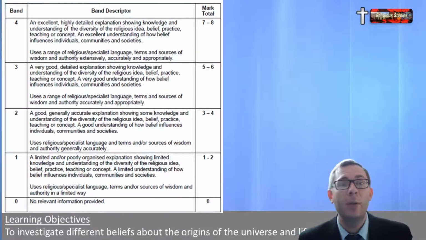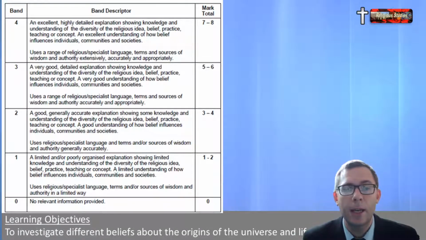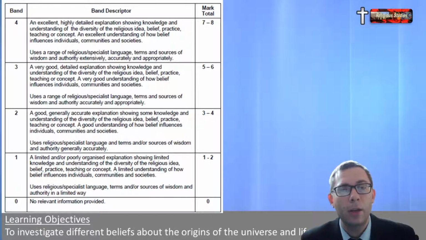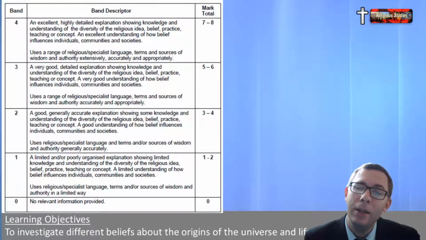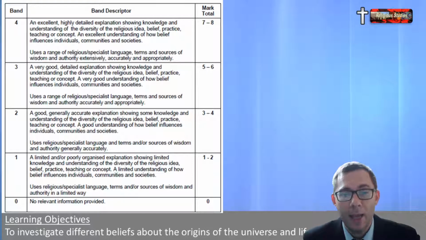Okay, so this is how it would be marked if it was in an actual exam in the summer. What you do is you start by looking for religious terms. If you use words like Bible, God, creation, maybe ex nihilo, and if you've not used any religious terms, you cannot score above 1 or 2. It's as simple as that. It's the bottom paragraph in each of those sections.